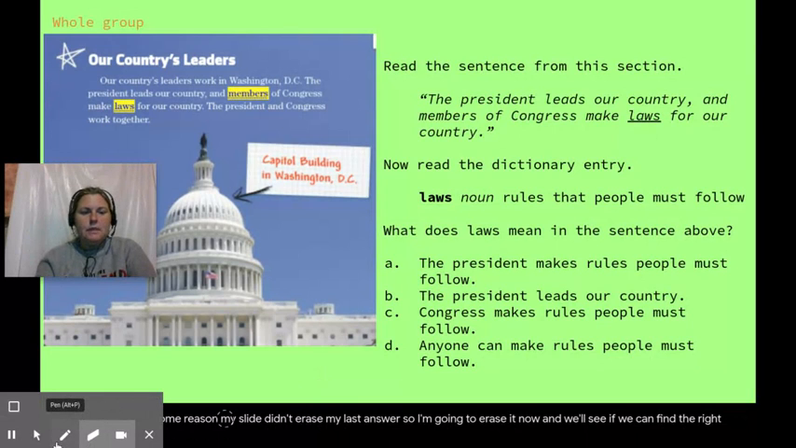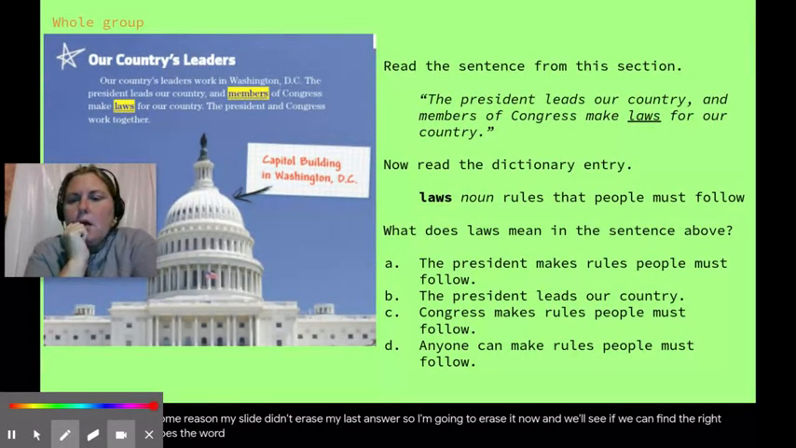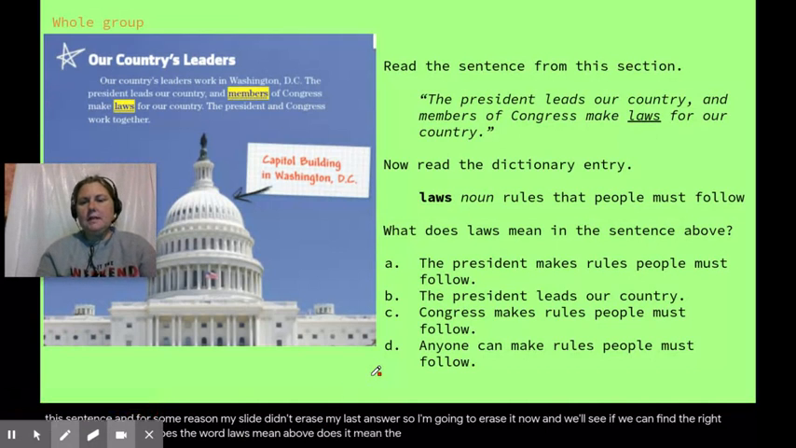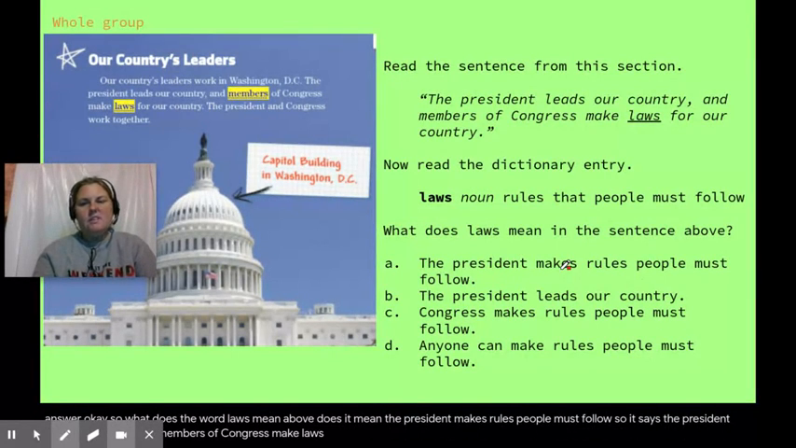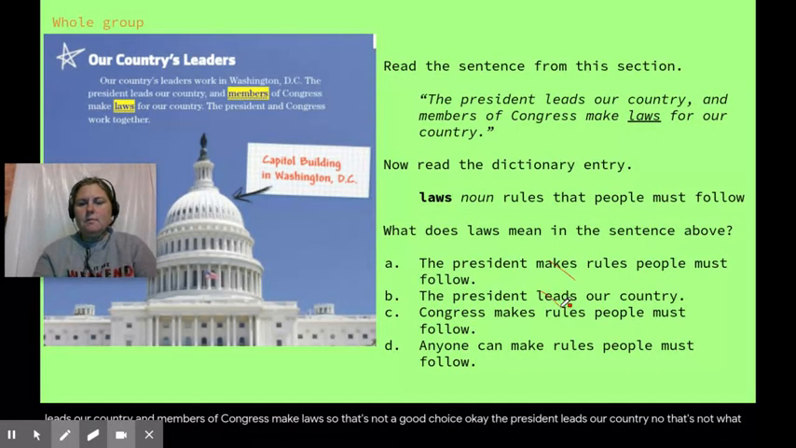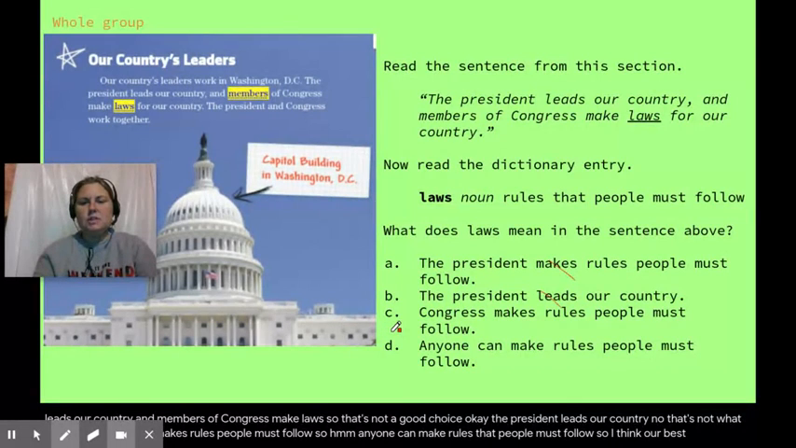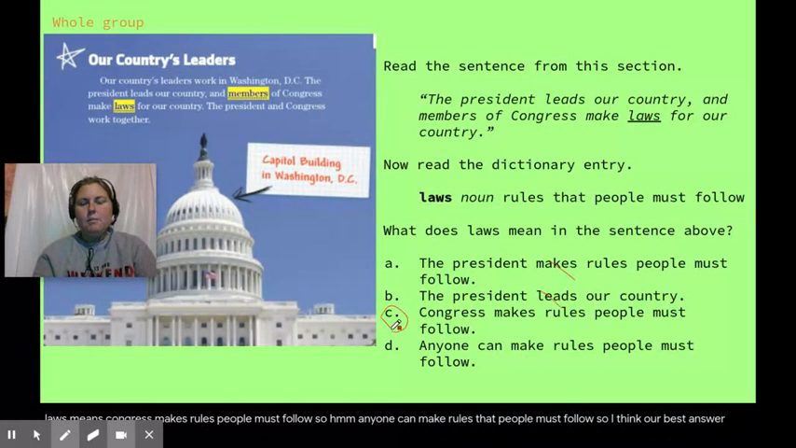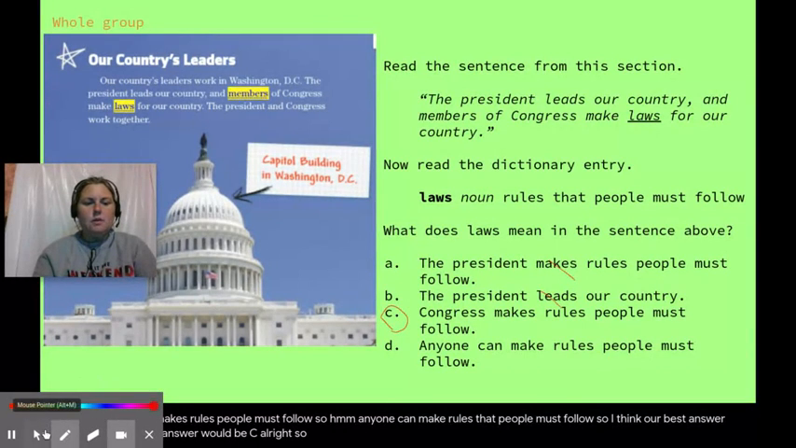Okay, so what does the word laws mean above? Does it mean the president makes rules people must follow? It says the president leads our country and members of Congress make laws. So that's not a good choice. The president leads our country. No, that's not what laws means. Congress makes rules people must follow. Anyone can make rules that people must follow. So I think our best answer should be C. Our best answer would be C. All right, so let's go to the next one.